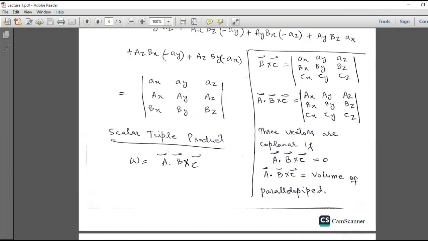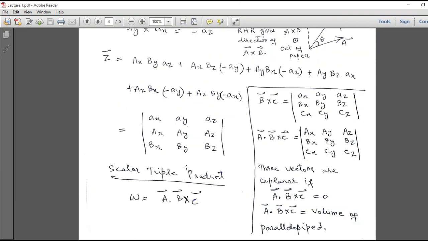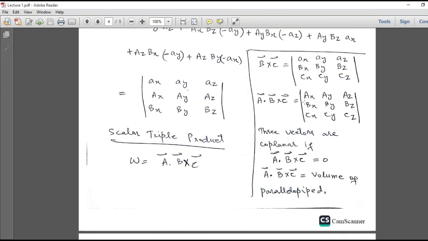Now the scalar triple product, which is equal to A dot B cross C. In this case, first B cross C will be evaluated using this expression. Now when we take the dot product of this expression with A, these unit vectors will be replaced by the components of this first vector A. So the scalar triple product is also very important.